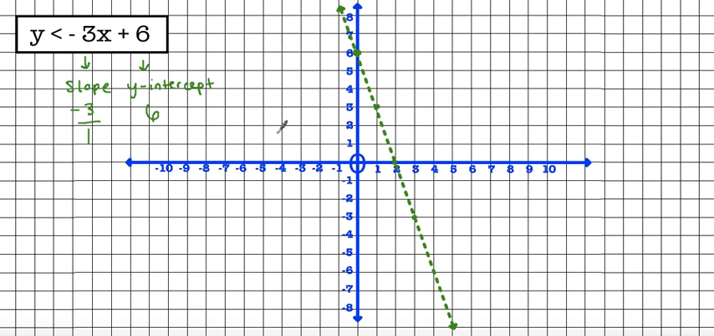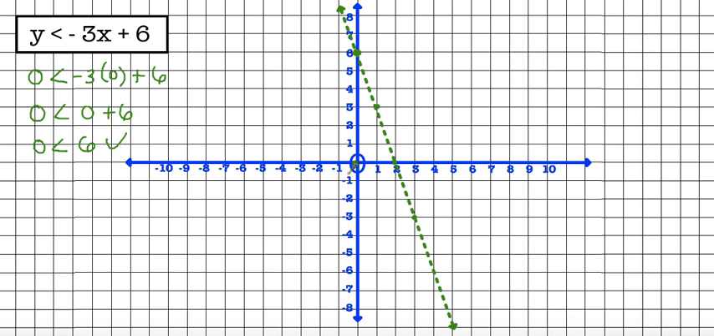And so again, you could pick any point, but the easiest point to pick is (0, 0) if the line is not on it. If the line is on it, you could not use it. So if we use (0, 0), we know that 0 is less than negative 3 times 0 plus 6. So 0 is less than negative 3 times 0, which is 0, plus 6. So 0 is less than 6. And that is a true statement.